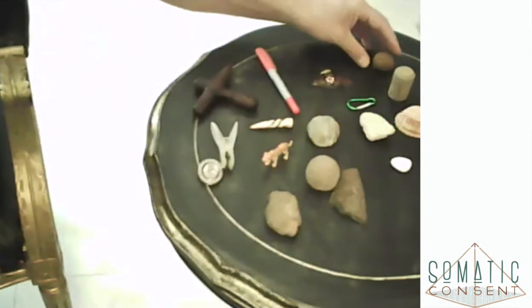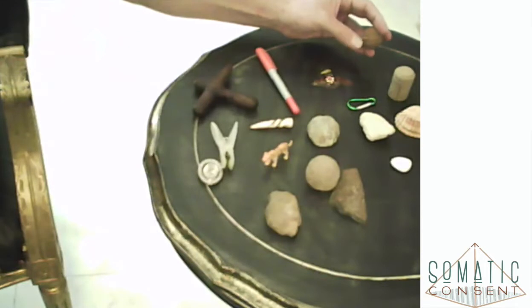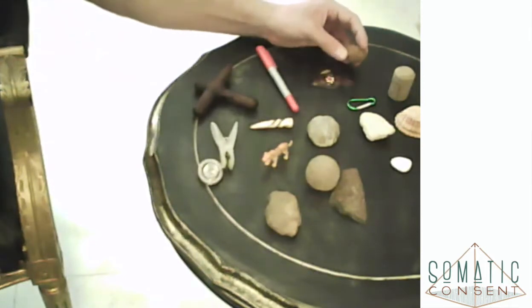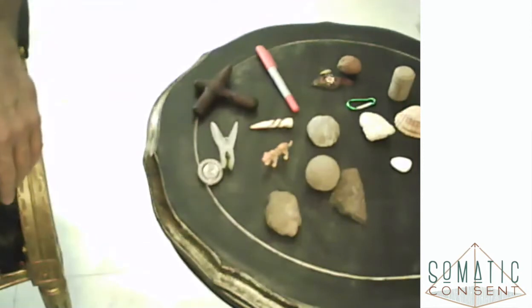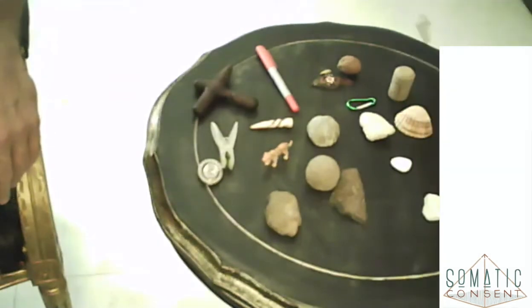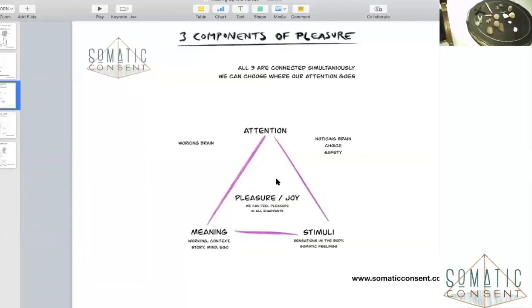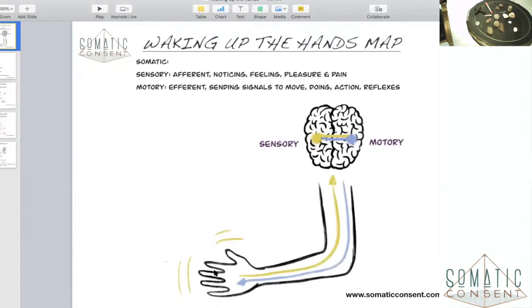So the stimuli is the raw form of data that comes into your sensory cortex. It's the raw information of what you feel. The nerve endings in your hand, in your skin, are sending a signal to your sensory cortex, telling you somewhere there, that's soft, this is hard, this is bumpy.